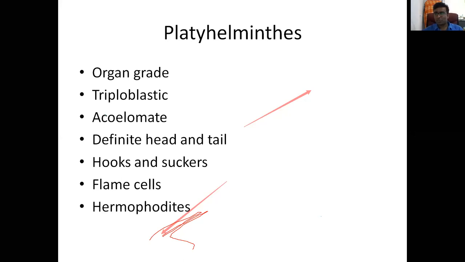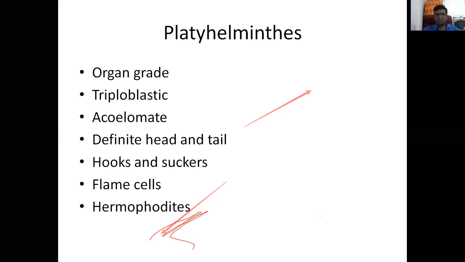That is why they are known as the acoelomate organisms. Why? Sometimes they may ask you why it is so. Because of their simplistic nature of organization, and many of them are parasites. If you have learned regarding many parasites, the parasites try to have as simple body organization as possible, which is required for their habitat and mode of nutrition, right? Here we have a definite head and tail formation, which we have not seen in previous phyla. And because they are parasites, one important parasitic structure that we see here is hooks and suckers, right?